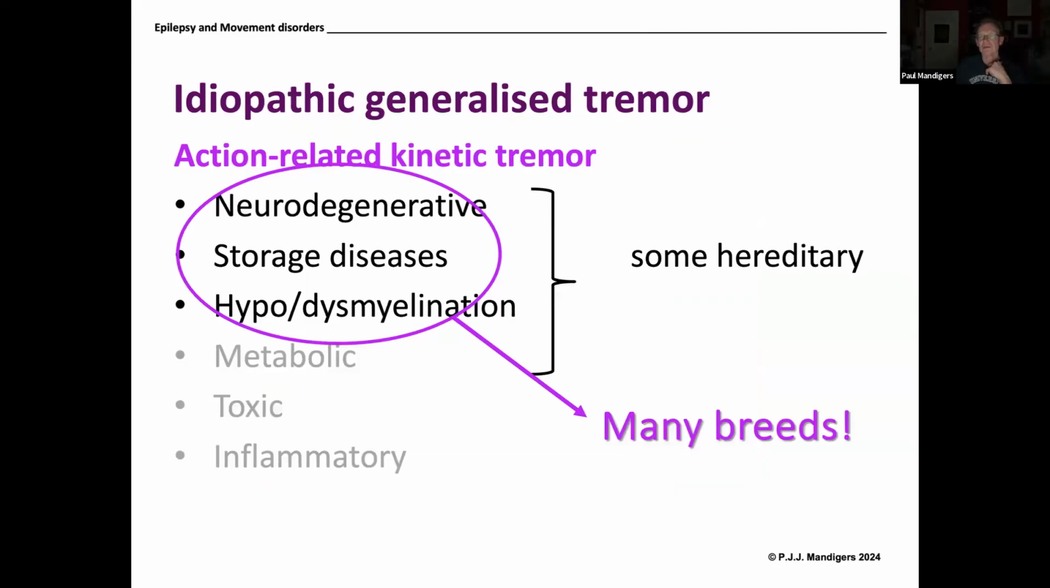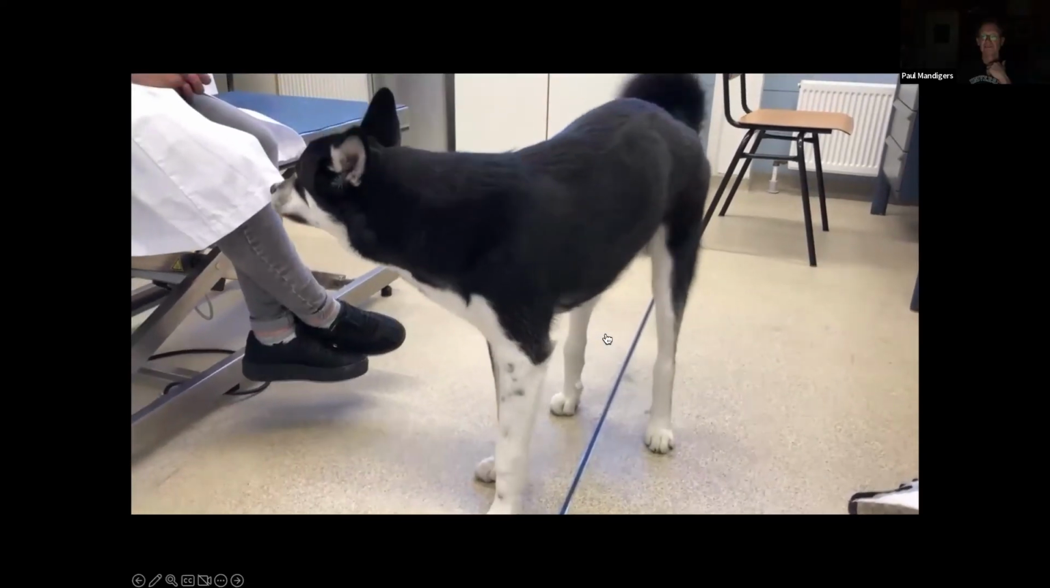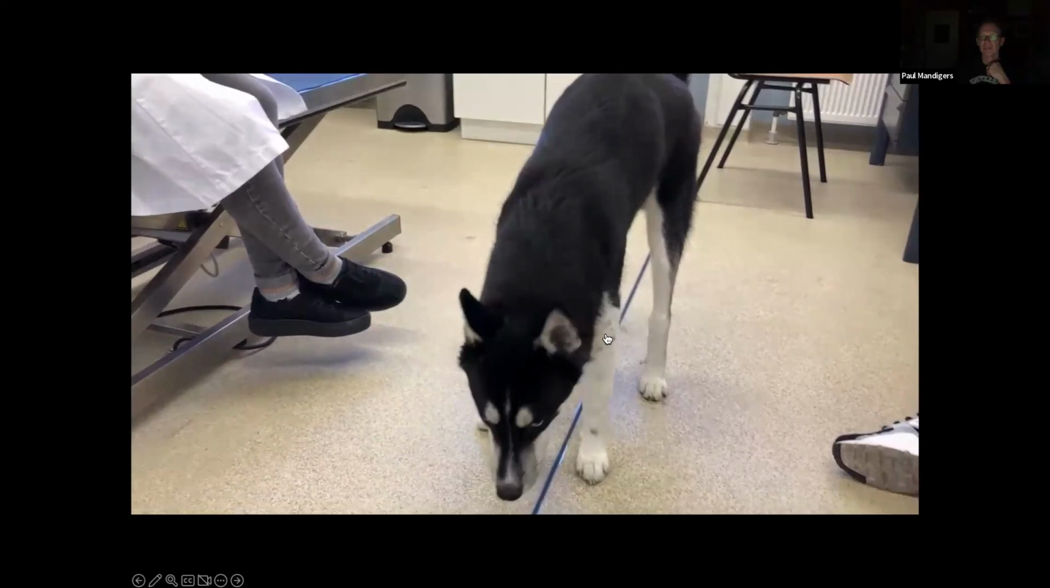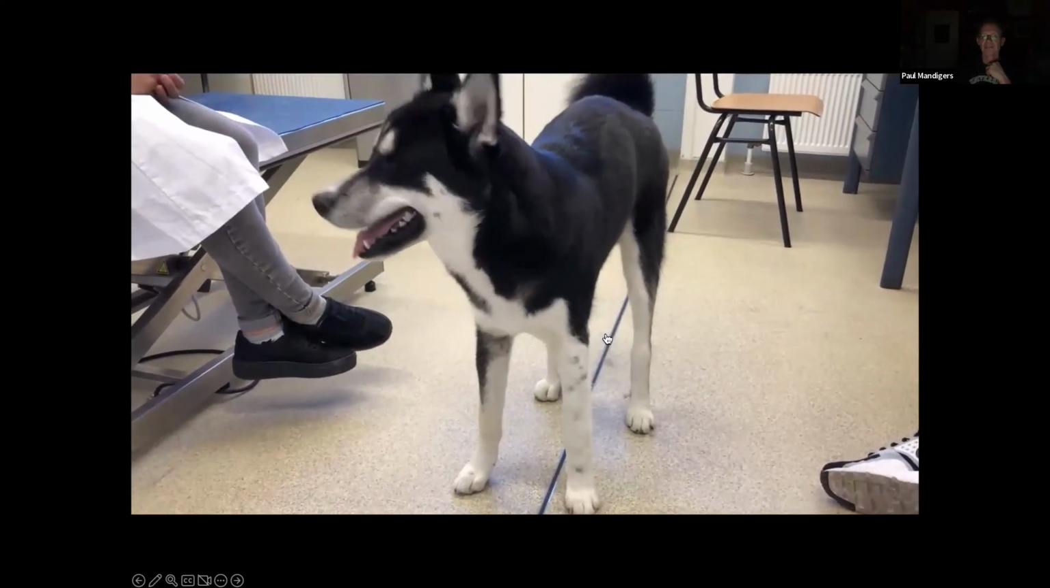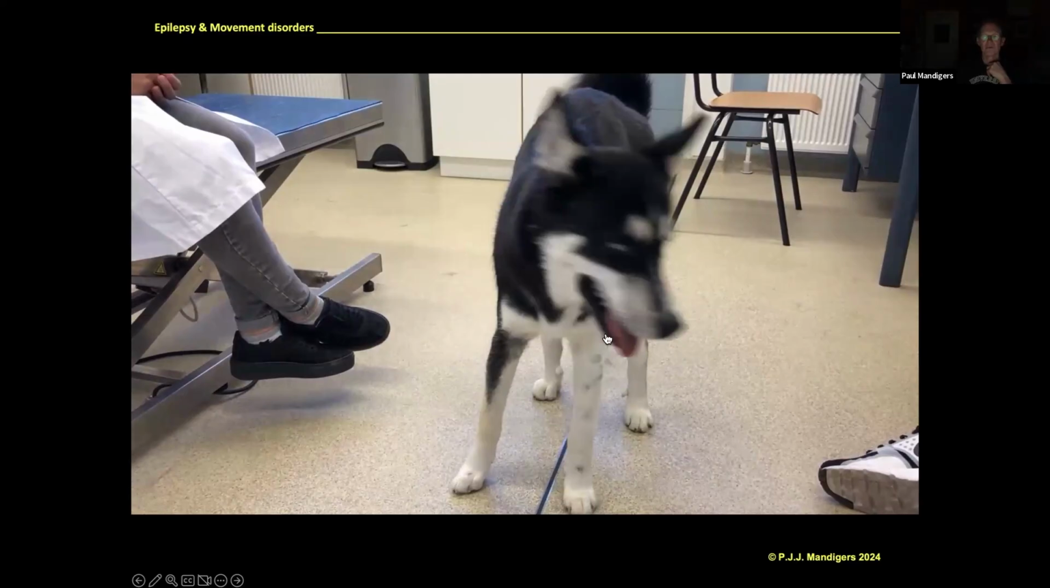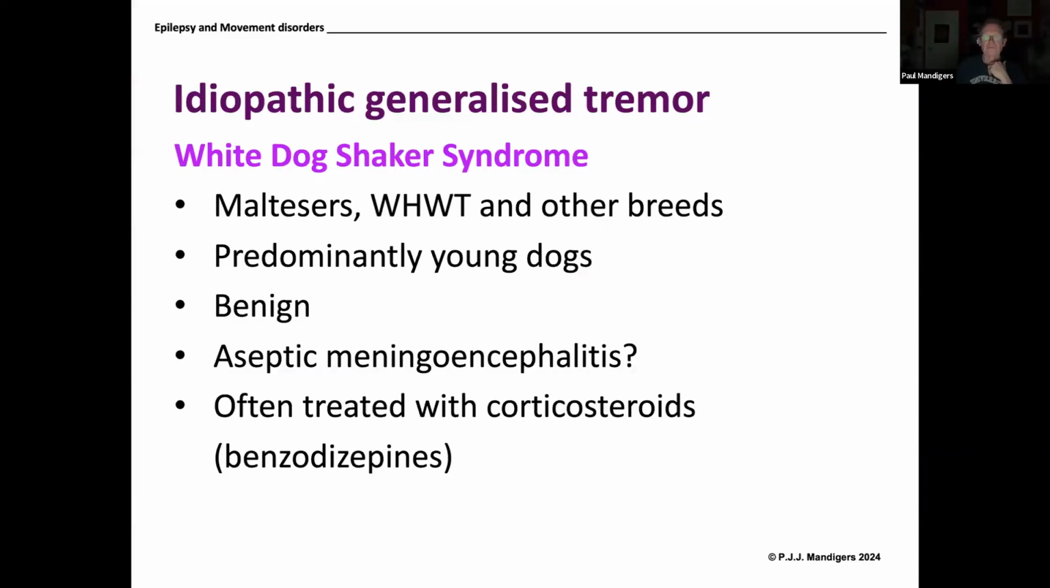And if we are talking about the cerebellar diseases, I already said it in the previous presentation, there are many breeds that are suffering from this type of tremor. And this is, for instance, the tremor of the husky. And it looks like this. So this is actually an example of such a disorder.